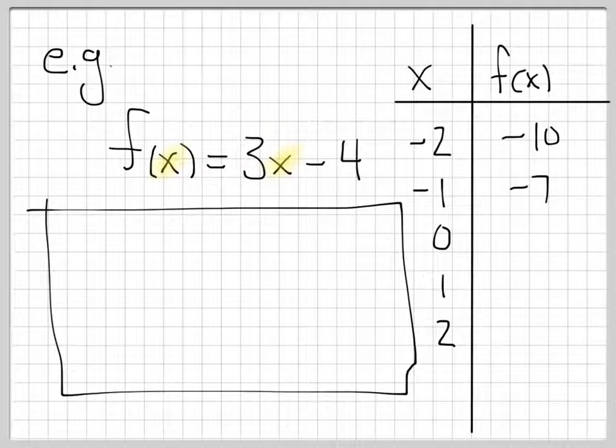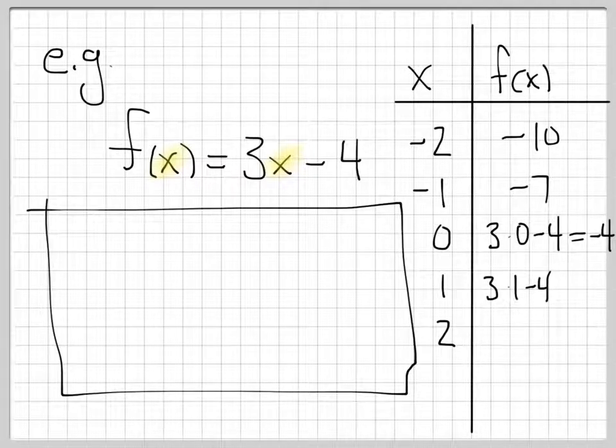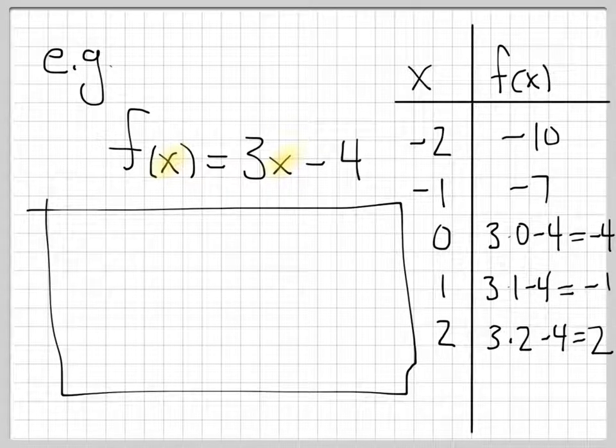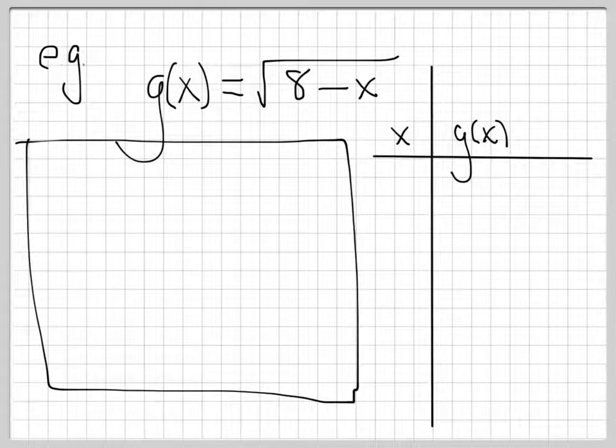We have 3 times 0 minus 4, and that's negative 4. We have 3 times 1 minus 4, and that's negative 1. And we have 3 times 2 minus 4, which is 2. And now we have another example. Here is g of x is the square root of 8 minus x.